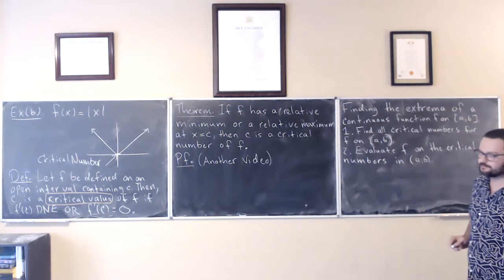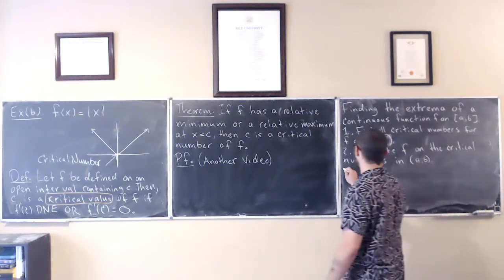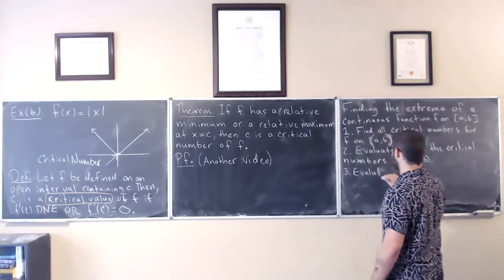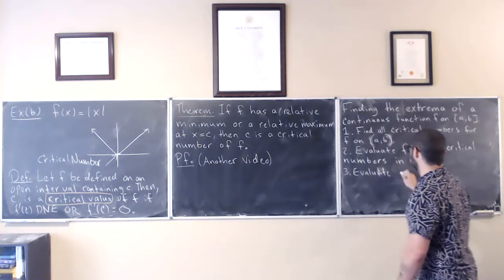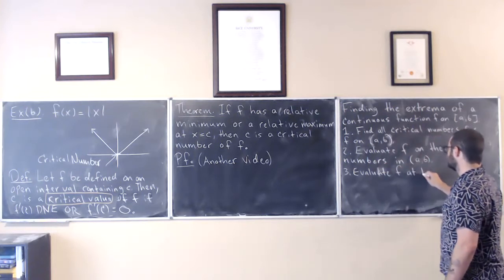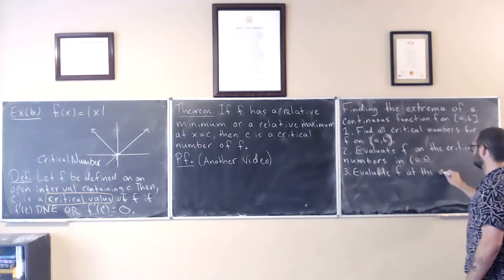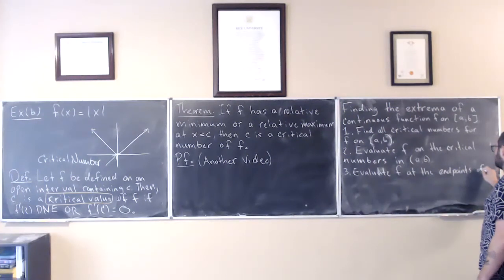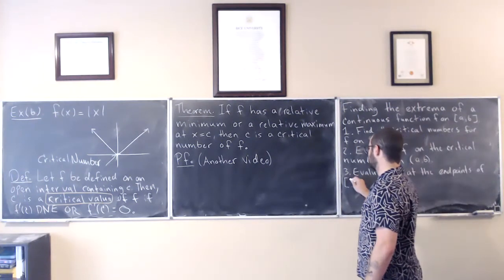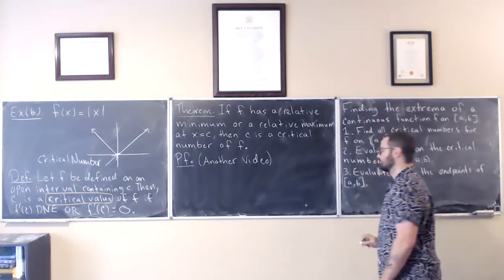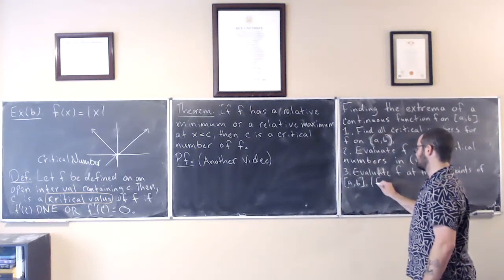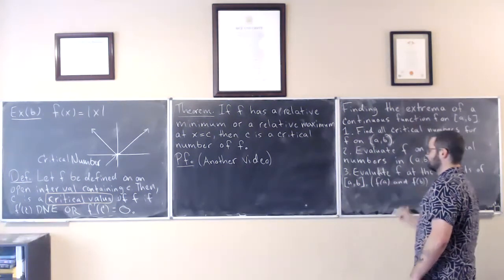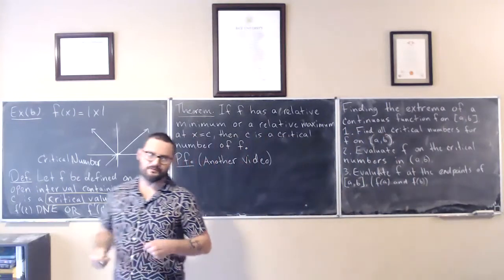Those are your first two steps. Step three is to evaluate f at the endpoints of the closed interval [a, b]. What that basically means is that you just evaluate f(a) and f(b). So find the value of the function on those endpoints.